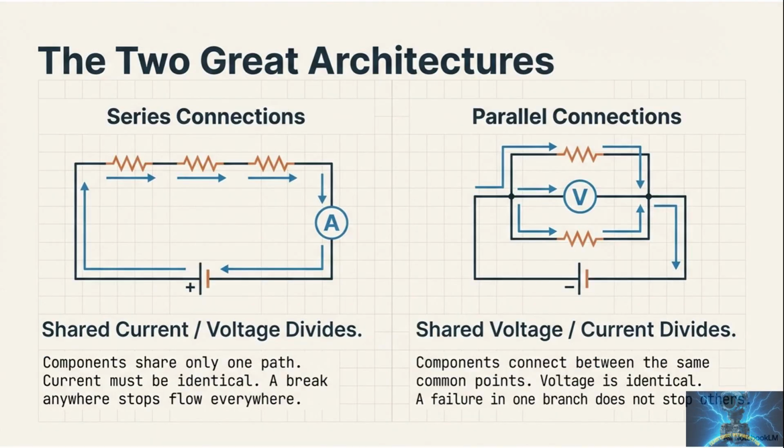Most circuits are built from 2 connection patterns. Series: 1 path. Current must be identical through each series element. One open anywhere stops everything. Voltage divides across the series elements. Parallel: multiple paths between common nodes. Voltage is the same across each branch. Current divides by branch impedance. One branch failing does not necessarily stop the others. When diagnosing, your job is to recognize which architecture you are dealing with, because it tells you what normal measurements should look like.